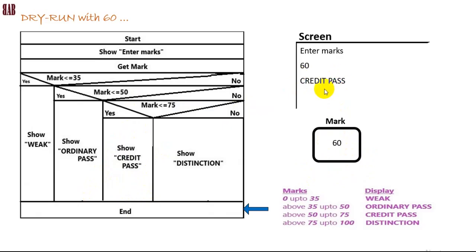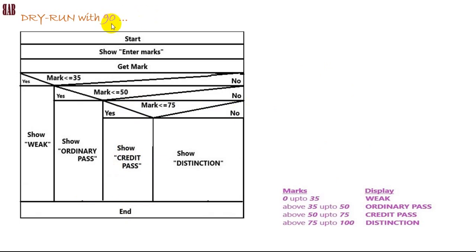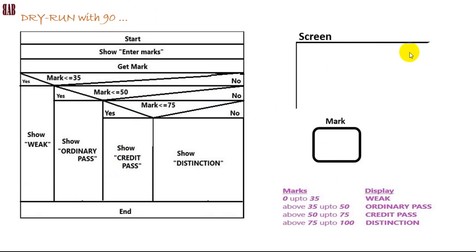Okay. So now let's try with another one, this time 90. Let's see what happens. So again, we have the screen and the mark variable because of this. Now we start, go there, show enter marks, so it will display enter marks, and wait for the mark. Now the user is going to type 90 and press enter, it will come into the variable mark. Then after accepting that, you go to the next line, which is mark less or equal to 35? No, it is not less, no, it is not equal. It's not 35, it's not less than 35, it's 90, bigger number. So this condition is false.